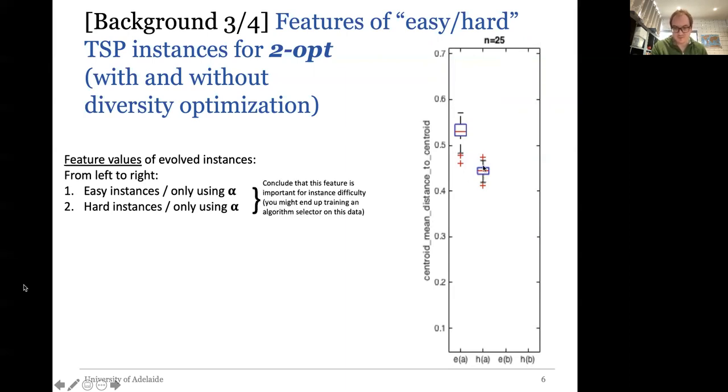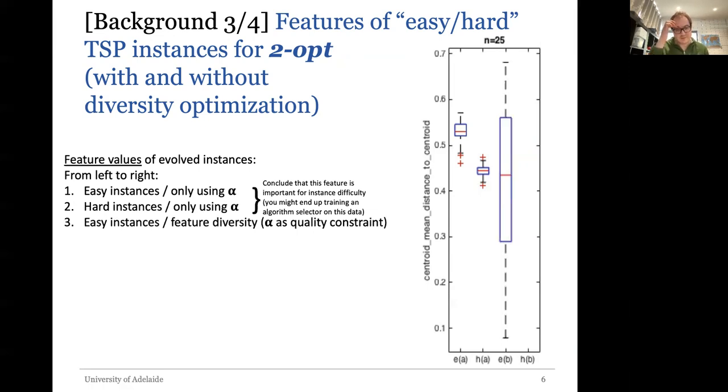And now we might draw the conclusion that this particular feature is important for an instance, or that it helps us characterize it, and we might even end up training an algorithm selector on this data, which intuitively is a clever idea.